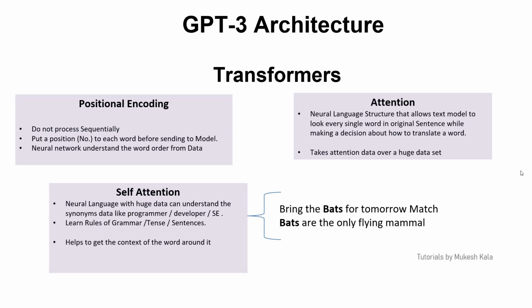Let's take an example. I give you two sentences. The first sentence is: bring the bats for tomorrow's match. The second sentence is: bats are the only flying mammal. Now in both sentences the word bats is common. But when I read the first sentence, I can definitely understand that it is relating to a cricket match or any kind of match. Whereas in the second sentence, we are talking about a flying mammal. So that is why it is important to get the context of the complete sentence before doing any data manipulation. So these are the three characteristics which were available in the transformers, and GPT-3 uses transformers which have positional encoding, attention, and self-attention.